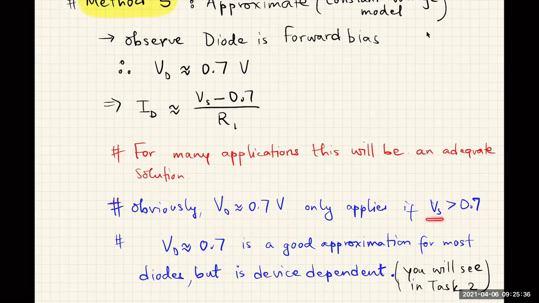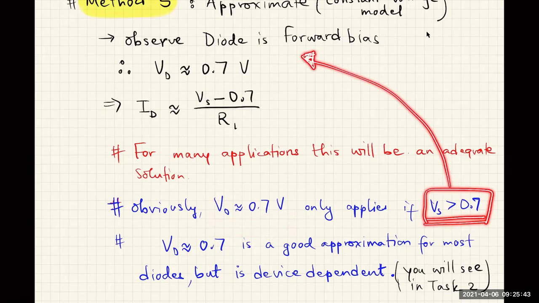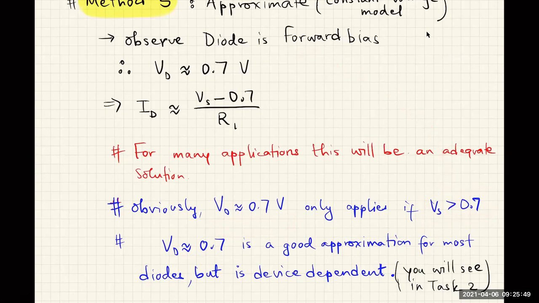So sometimes people will also use this as a criterion for forward bias, by saying that since the source voltage is greater than 0.7 volts, only then is the diode in forward bias, and only then will I use this approximation, the diode voltage approximation. Okay.